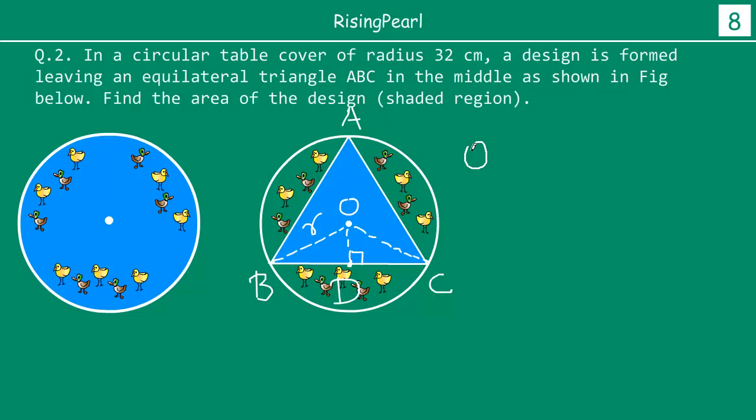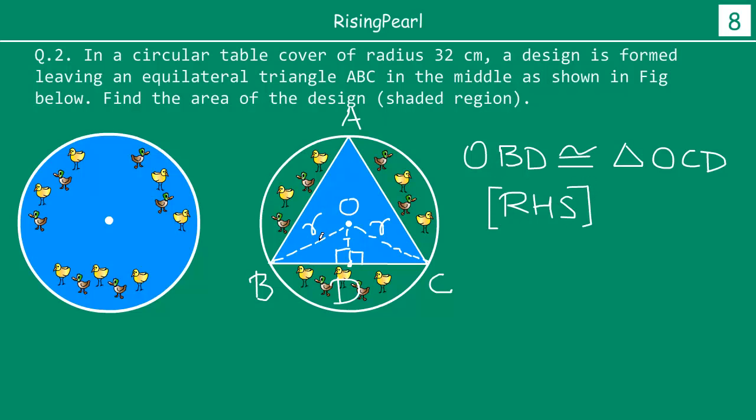Now we have seen earlier quite a few times how we can prove that triangle OBD is congruent to triangle OCD, right? Because this is 90 degrees, this is 90 degrees, this is R, and the side OD is common. So by the RHS congruence rule, these two triangles are congruent. So this angle should be equal to this angle, right? Similarly, this angle should be equal to this angle.